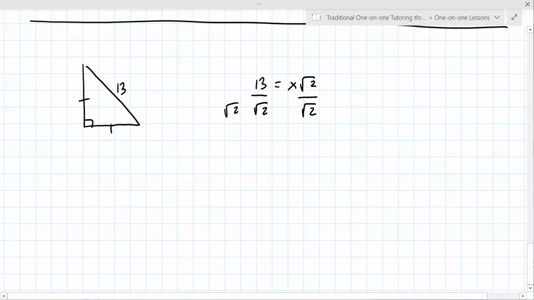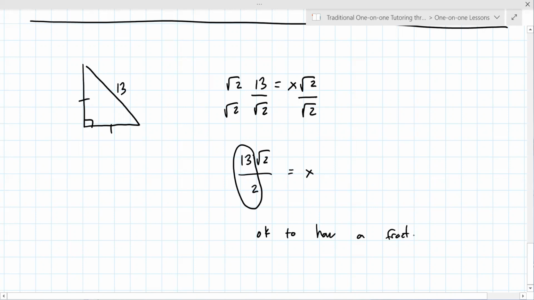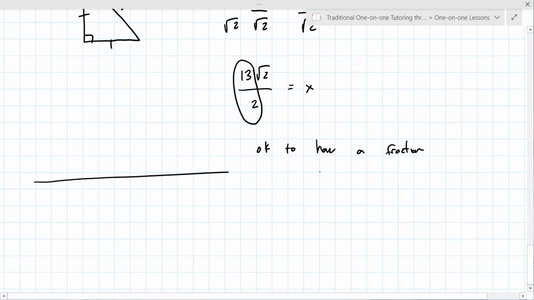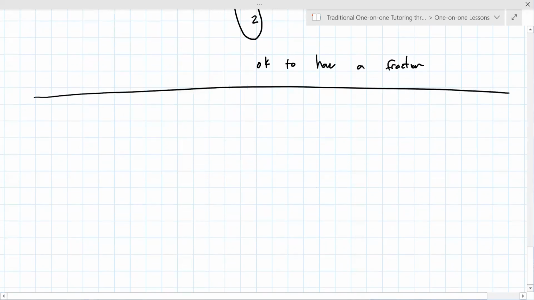Okay, and then again, you do have to rationalize. So this becomes 13 root 2 over 2. Now these don't divide. So this is okay. It's okay to have a fraction. Okay. And that's kind of the only oddity that you might see there. But here's another possibility. Another possibility is I tell you that the hypotenuse is the square root of 8.